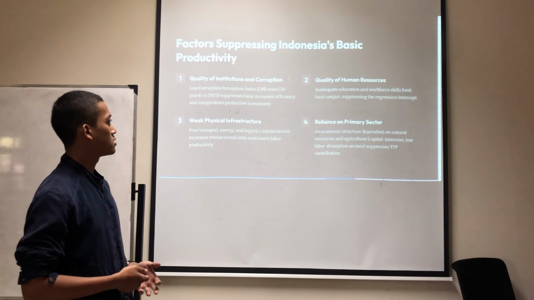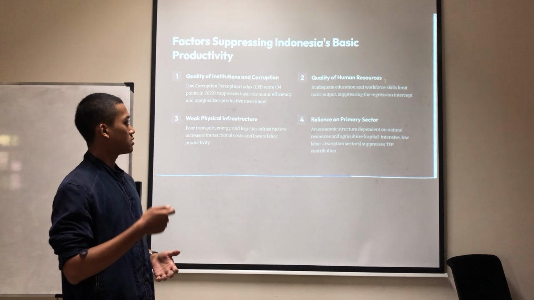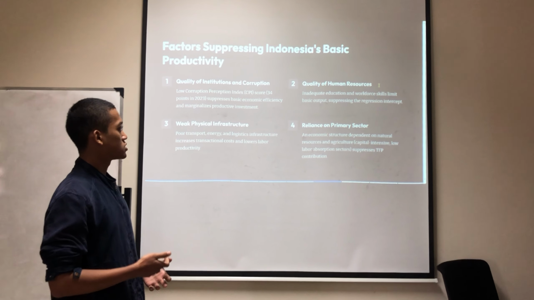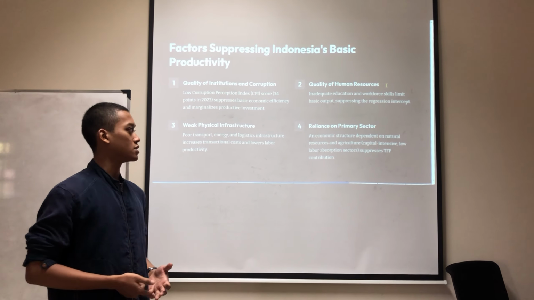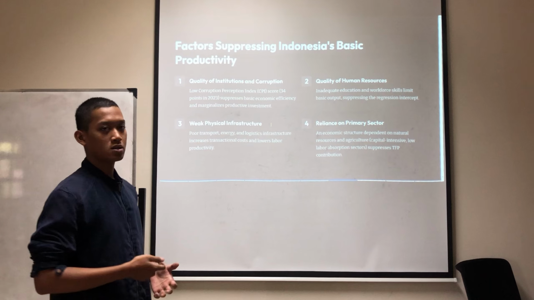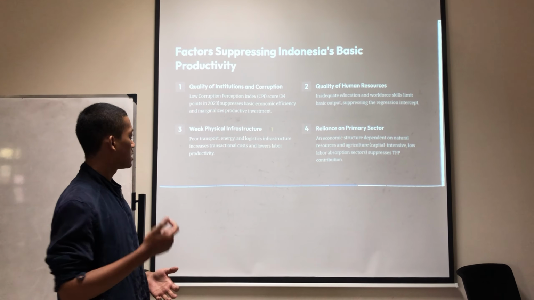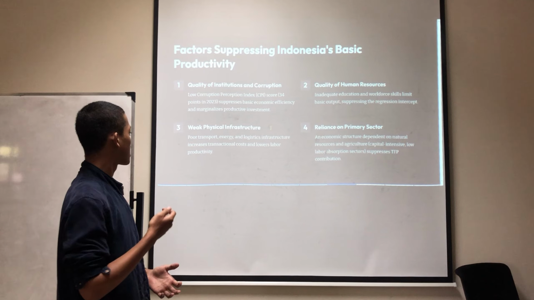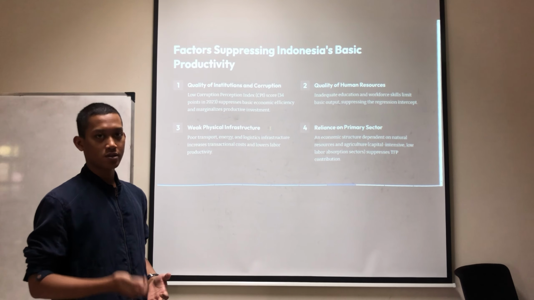The second one is all about the quality of human resources. Inadequate education and workforce skills limit basic output, suppressing the regression intercept. And the third one is weak physical infrastructure. Poor transport, energy, and logistic infrastructure can increase transaction costs, hence lowering labor productivity.